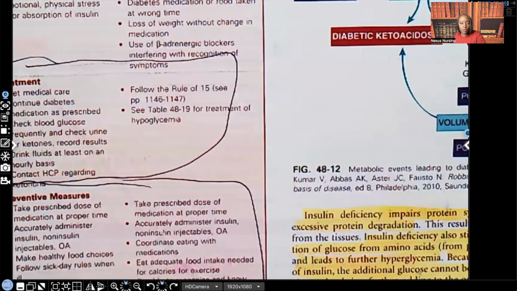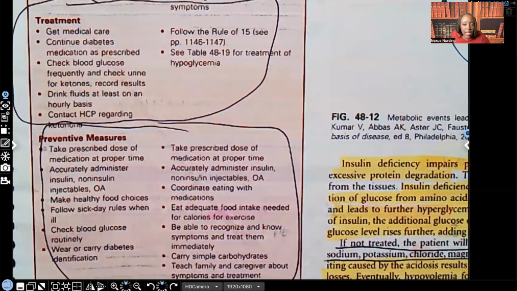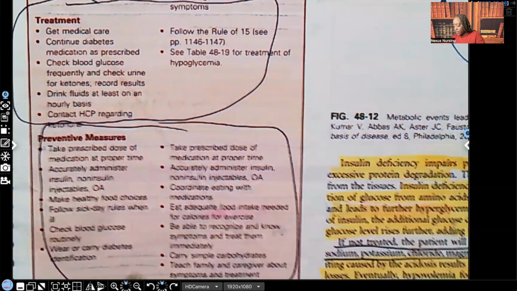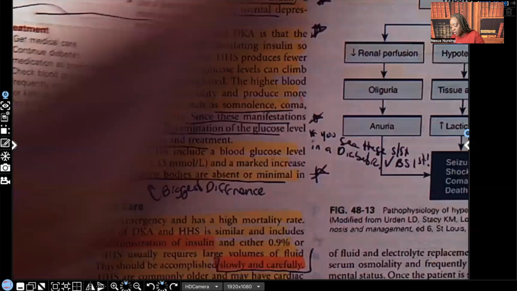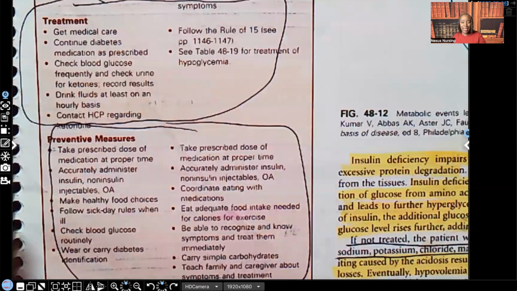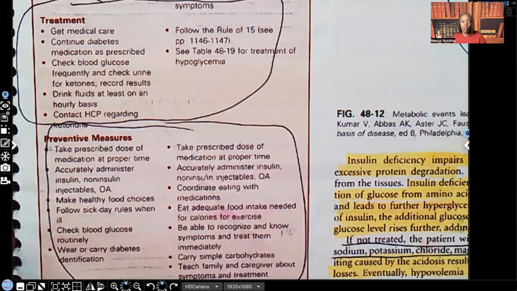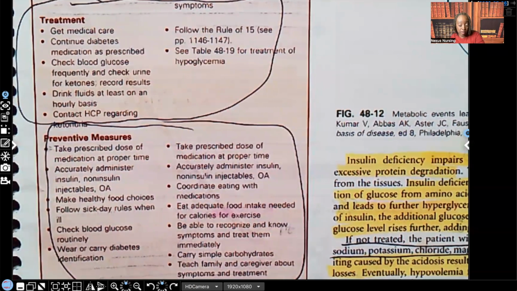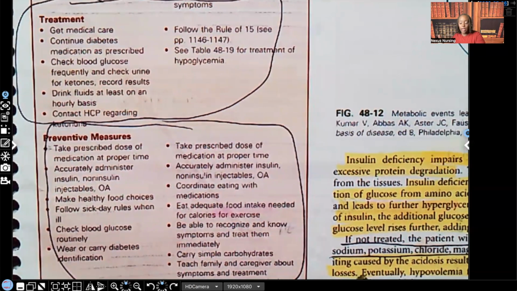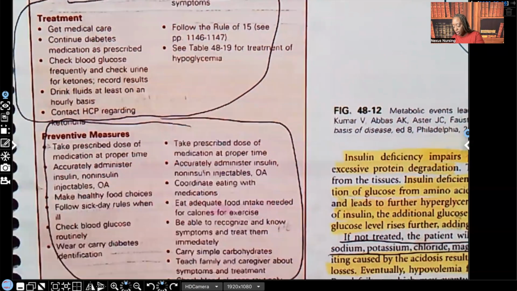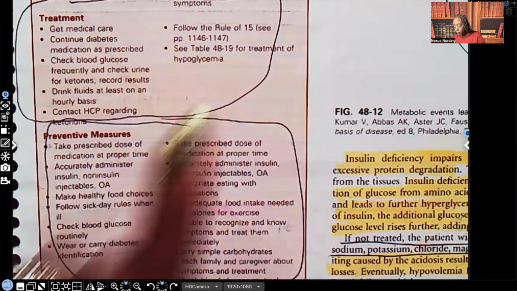All right, so that's our rule of 15. And next is, see table 48-19 for treatment of hypoglycemia. 48-19. Okay, that is a whole lot that we're going to cover when we get to hypoglycemia, because hypoglycemia is going to be a video on its own. So we'll cover that when we get there, but you guys know the rule of 15. We'll cover this in the next video because there's no way I'm going to get to that today.